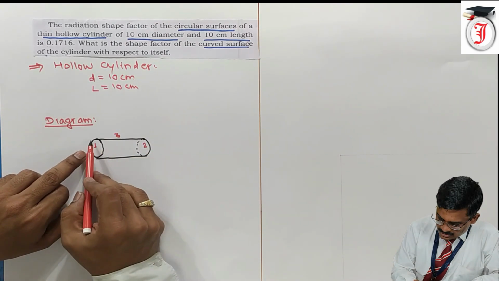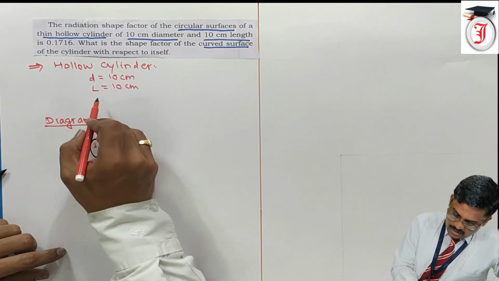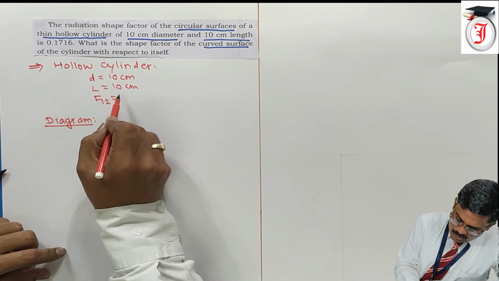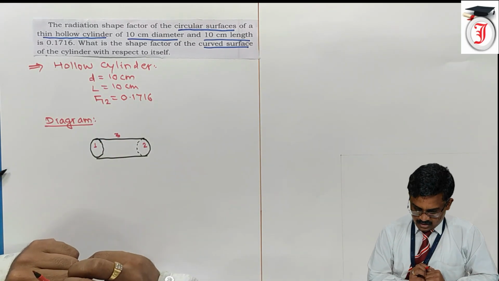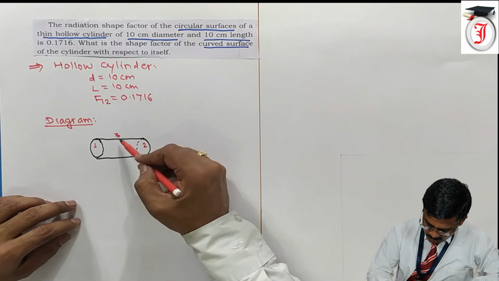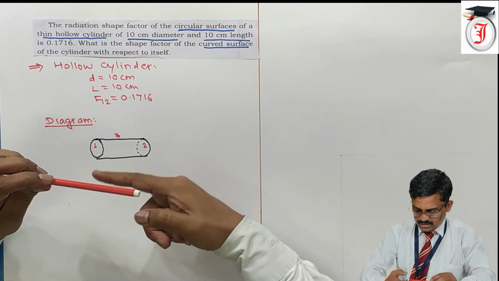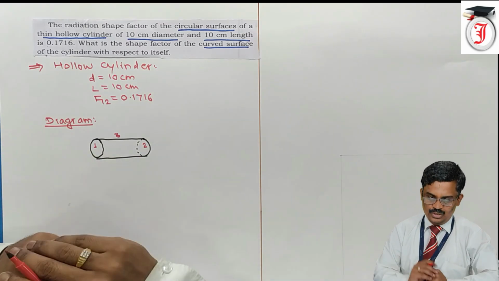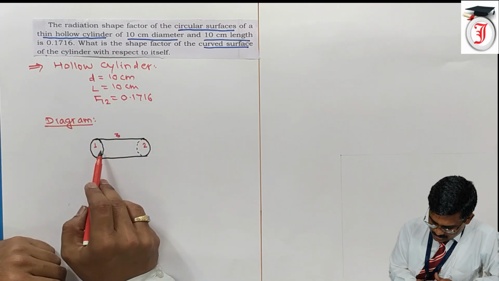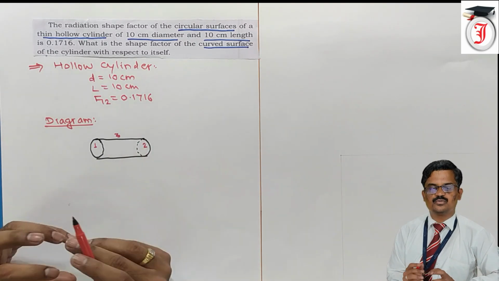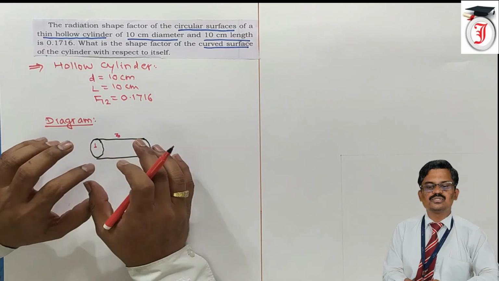That means the radiation shape factor between this circular surface and this surface, F12, is given to us as 0.1716. Now we have to determine the shape factor of this curved surface, which is a cylinder, with respect to itself. The diameter is given, the length is given, and the shape factor of this circular surface with respect to the other circular surface is given. As there are three surfaces, it forms an enclosure.